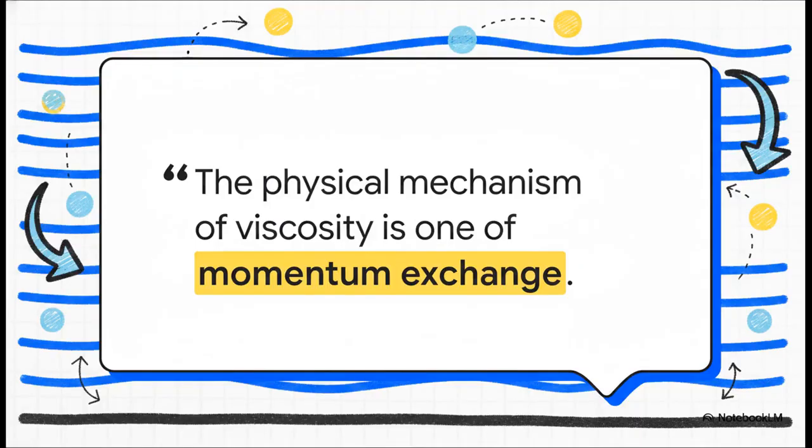There's this quote from the source material that gives us a really perfect mental model. The physical mechanism of viscosity is one of momentum exchange. Imagine a fluid moving in perfectly smooth layers, what we call laminar flow. Instead of seeing a solid stream, picture microscopic molecules constantly hopping back and forth between these fluid layers. And as they hop, they're swapping momentum from the faster-moving layers over to the slower ones. That molecular momentum exchange is what actually creates the physical drag, or viscous shear force, on a surface.